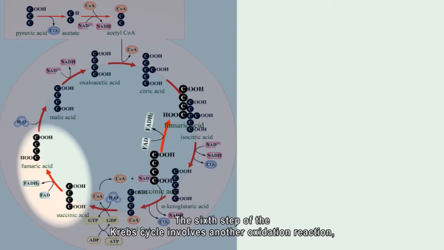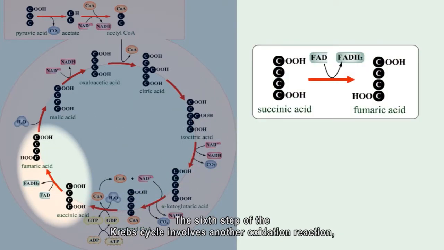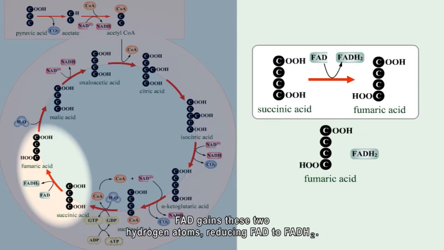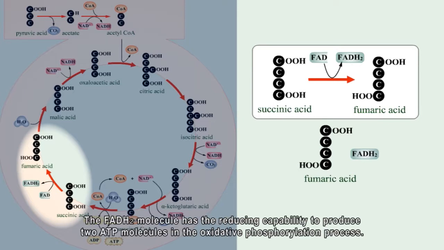The sixth step of the Krebs cycle involves another oxidation reaction, in which succinic acid loses 2 hydrogen atoms to form fumaric acid. FAD gains these 2 hydrogen atoms, reducing FAD to FADH2. The FADH2 molecule has the reducing capability to produce 2 ATP molecules in the oxidative phosphorylation process.